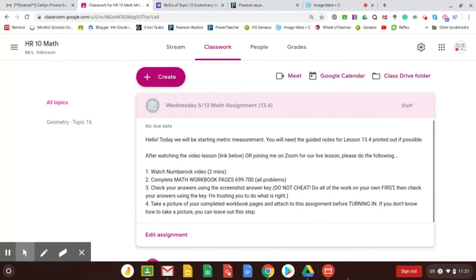And then if you're so inclined, if you could take a picture of your completed workbook pages and attach it to the assignment, that would be amazing. I would really appreciate that. If you can't figure out how to take a picture, then don't worry about it. I trust that you did it.